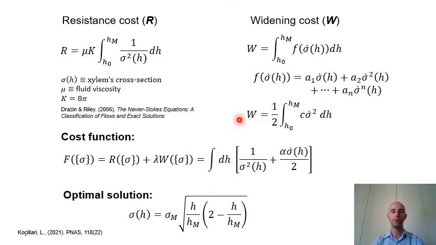So we built the model, the cost function, given by the linear combination of the resistance cost and the widening cost, which results in a Lagrangian. And the optimal solution of this Lagrangian is the following equation, which is the profile of the xylem as a function of the distance h from the stem tip. Hm corresponds to the total height, while sigma m corresponds to the cross-section at the base of the tree for each individual tree.